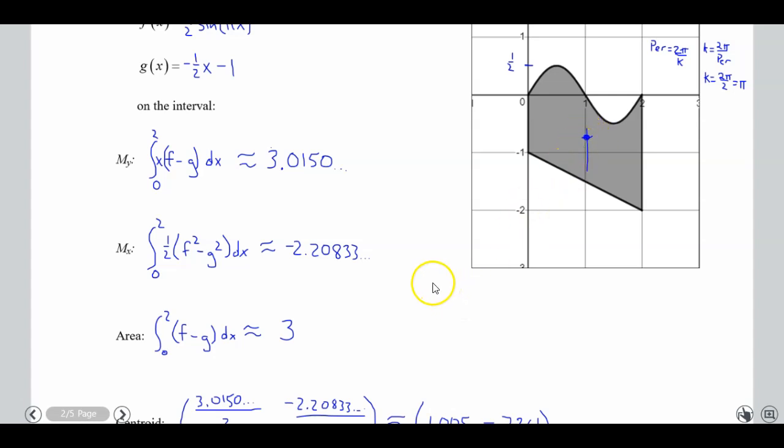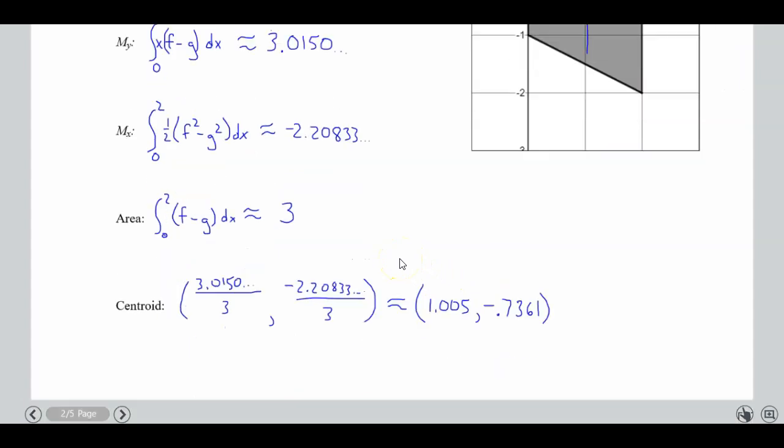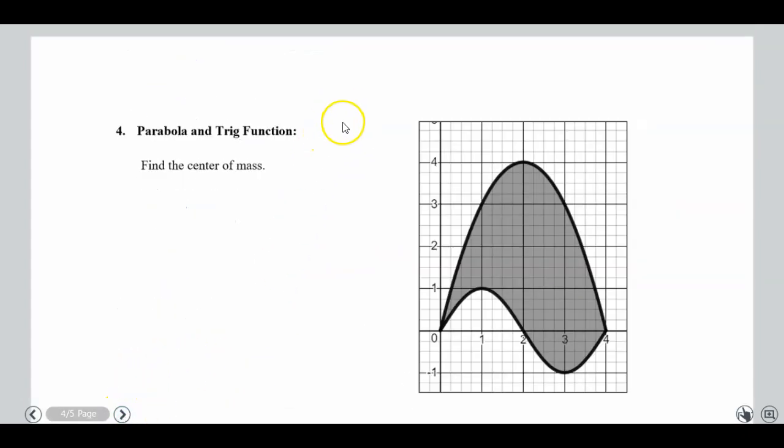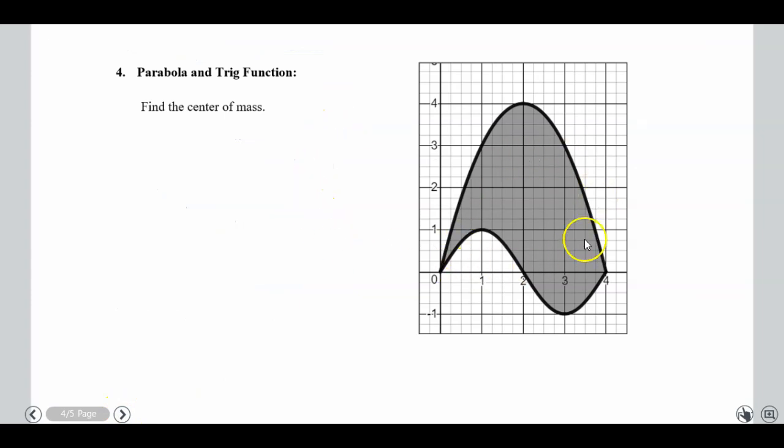All right, let's go and take a look at one more and actually have you guys try this one. So go ahead and try this one, pause the video, and I'll go ahead and write down the answers here in just a second, but pause the video, try it, see what you get for the center of mass.